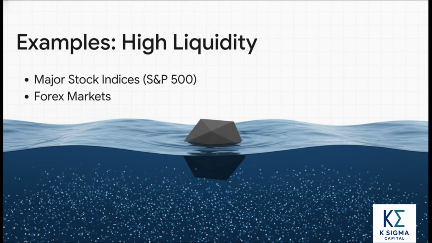But on the other hand, you have markets like the S&P 500 or major forex pairs. These are incredibly deep oceans. Millions of participants are providing liquidity at any given moment. This depth absorbs all that buying and selling pressure, which usually leads to much more stable prices and lower volatility.